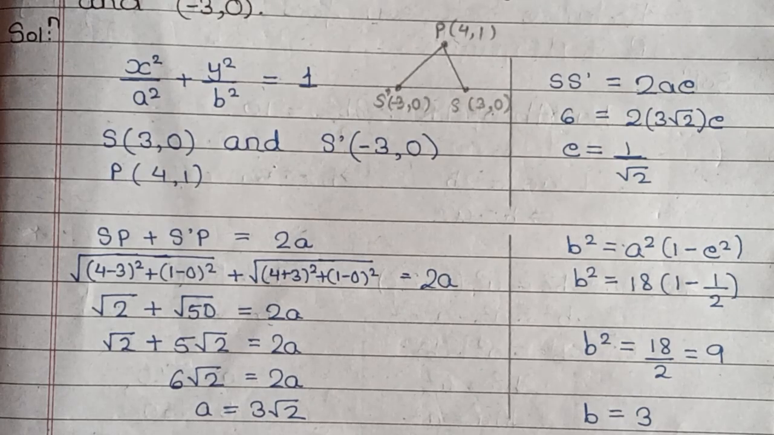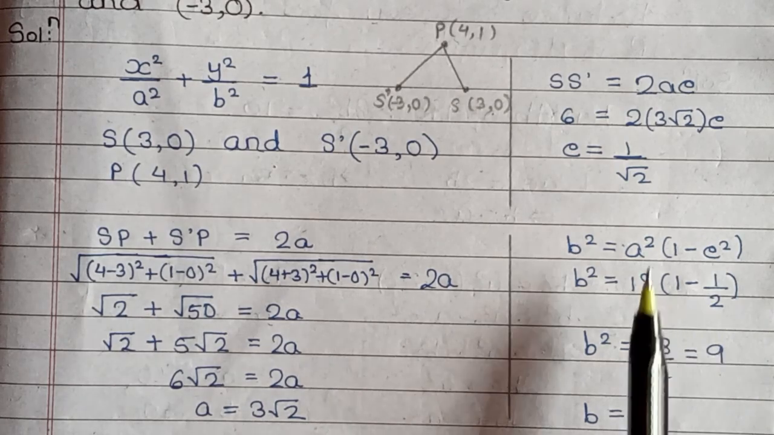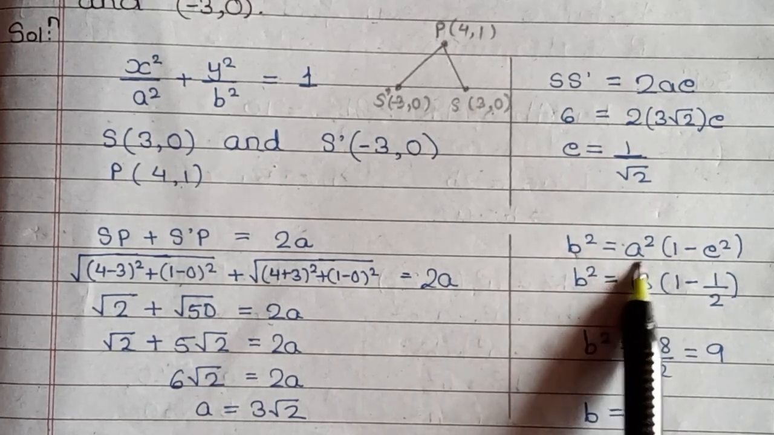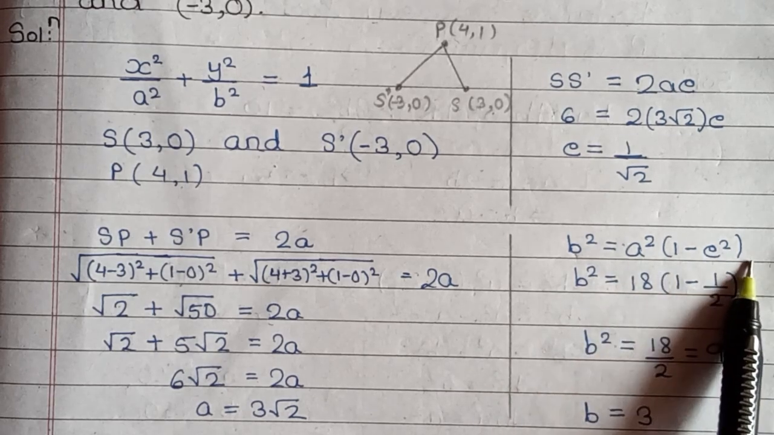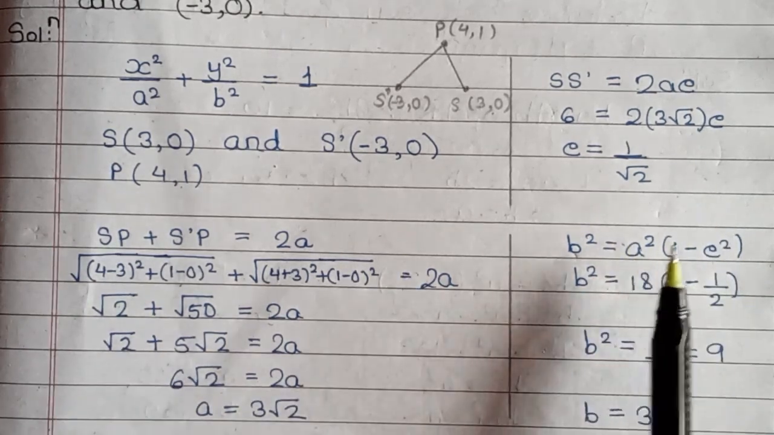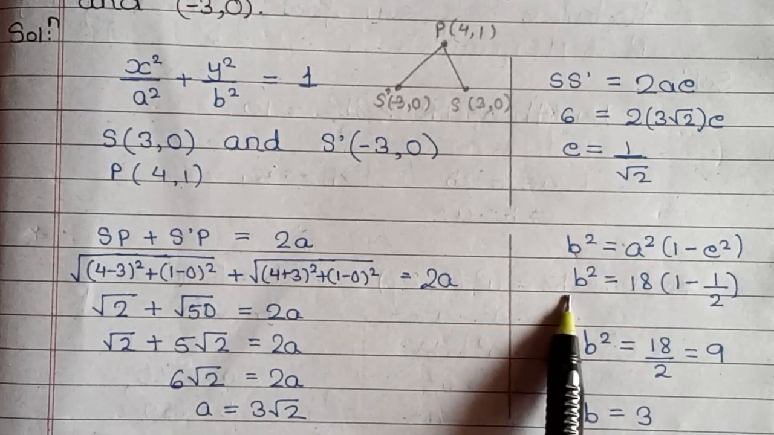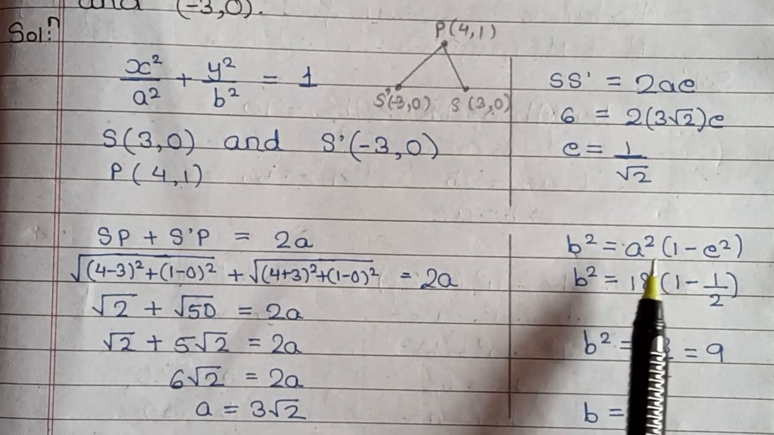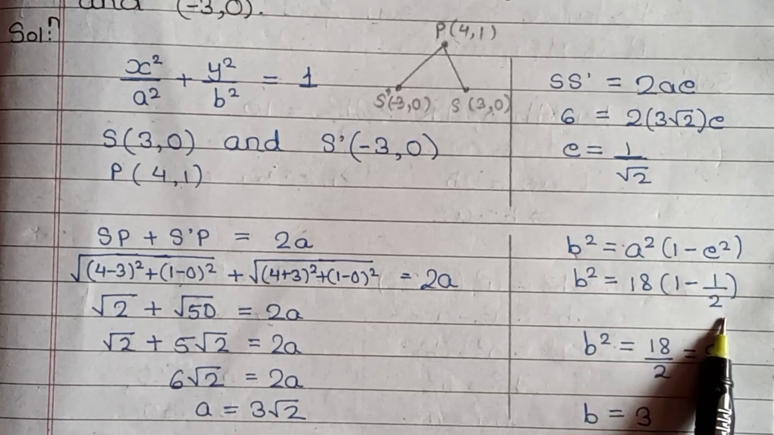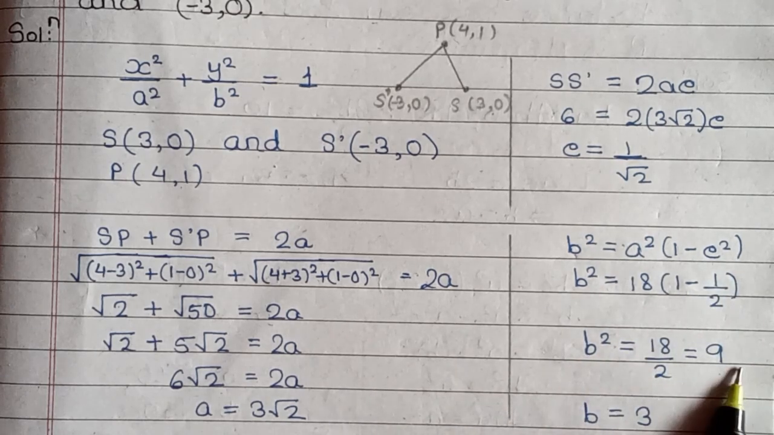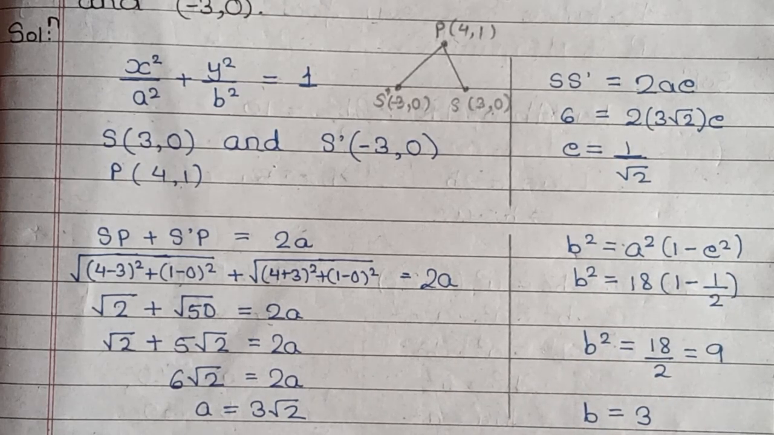Now to find the area we need the value of b also. So use this equation, b square is equal to a square in bracket 1 minus e square. This is the formula of eccentricity just in a standardized manner. So b square is equal to 18 in bracket 1 minus 1 by 2. B square will be 9, so b is equal to 3.